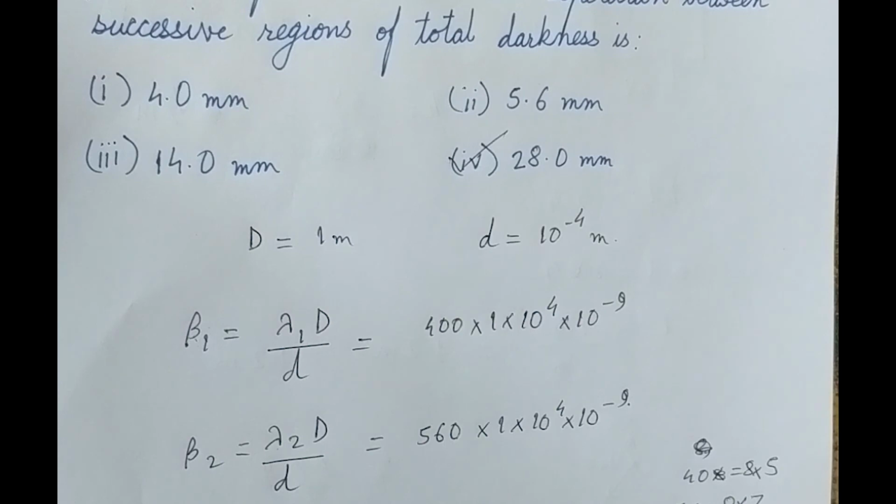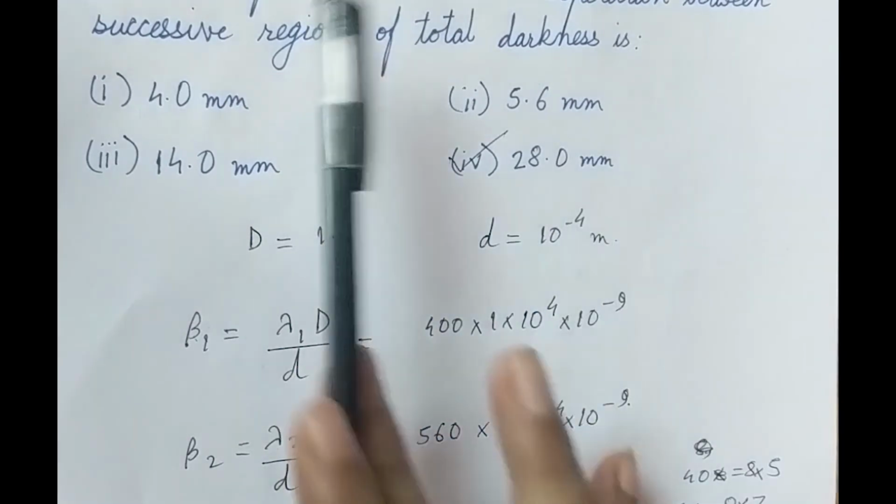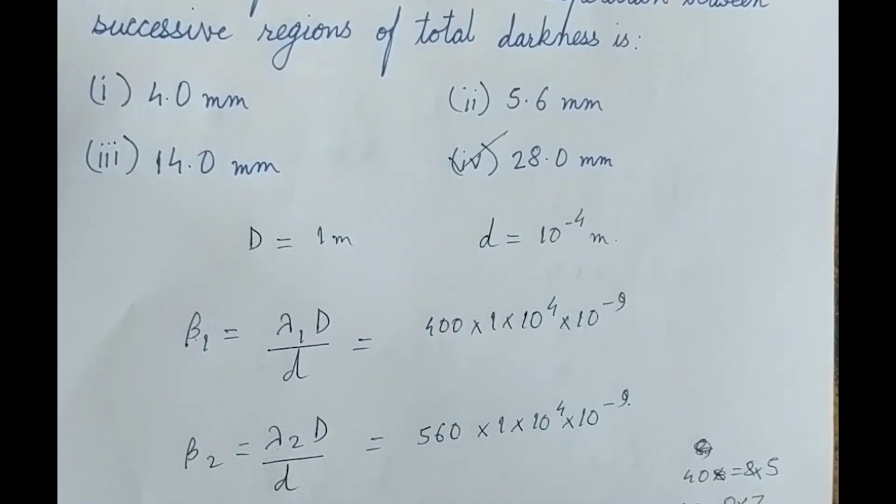So these are the three sums we did from interference. This in fact came in IIT 2004. In the next class, we'll be doing more sums on diffraction of light.